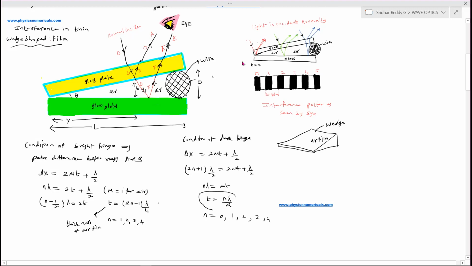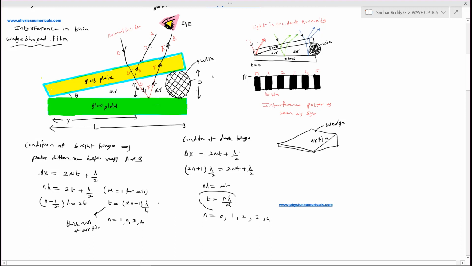So like that, as the thickness of air film increases, the order of interference will increase. So what is this? This is the value of n: n equal to 0, n equal to 1, n equal to 2, n equal to 3, n equal to 4. So as the thickness of air film increases, the order of interference also will increase. So on what basis can I put t equal to n lambda by mu?